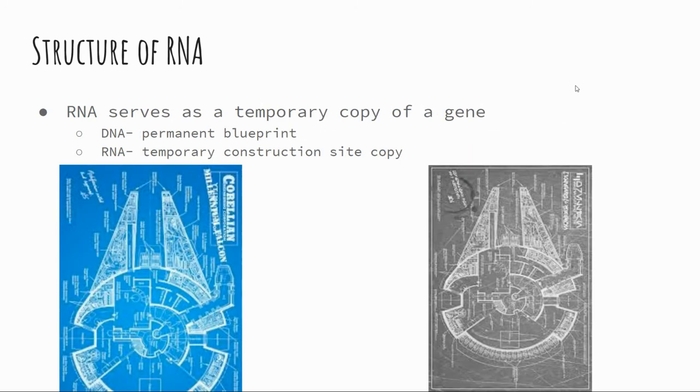All right, so RNA's purpose is that it serves as a temporary copy of a gene. Okay, so the DNA is the permanent blueprint, so to speak. It's the one that is kept safe. It's the one that if it gets damaged, all future plans could be in jeopardy. RNA is going to be the temporary construction site copy. So it's the photocopied version that's taken to the work site. It's okay if it gets dirty or messed up because we have the master copy safe under lock and key. So RNA is a temporary copy of the DNA instruction.